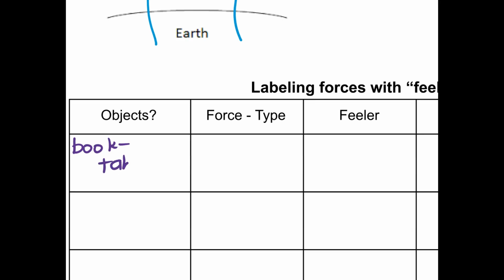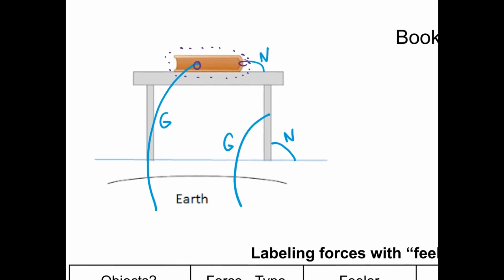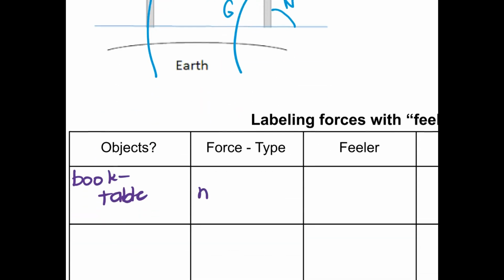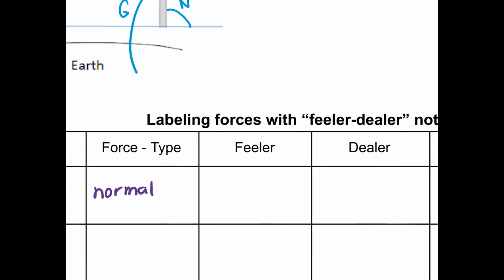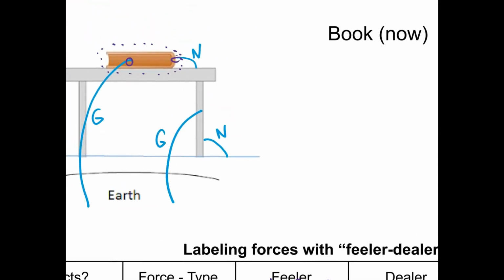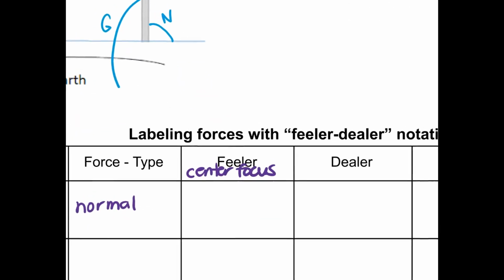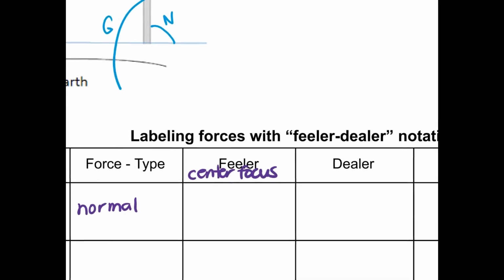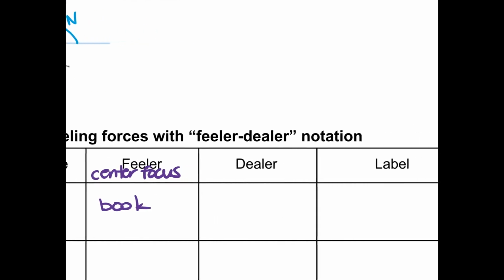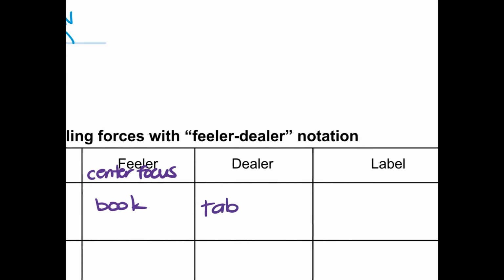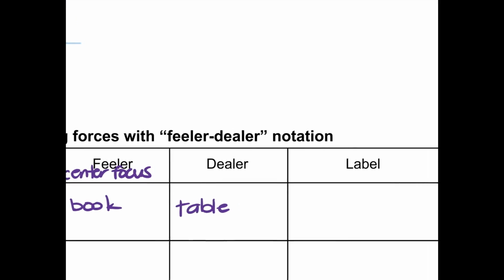and the table interacting, and we see that the type is called normal. And then the feeler, what this really means is your center of focus. What are you focusing on? And we chose to focus on the book. So we're going to write the book is the feeler, and then the dealer will be the table. That's the thing that's interacting with the book.